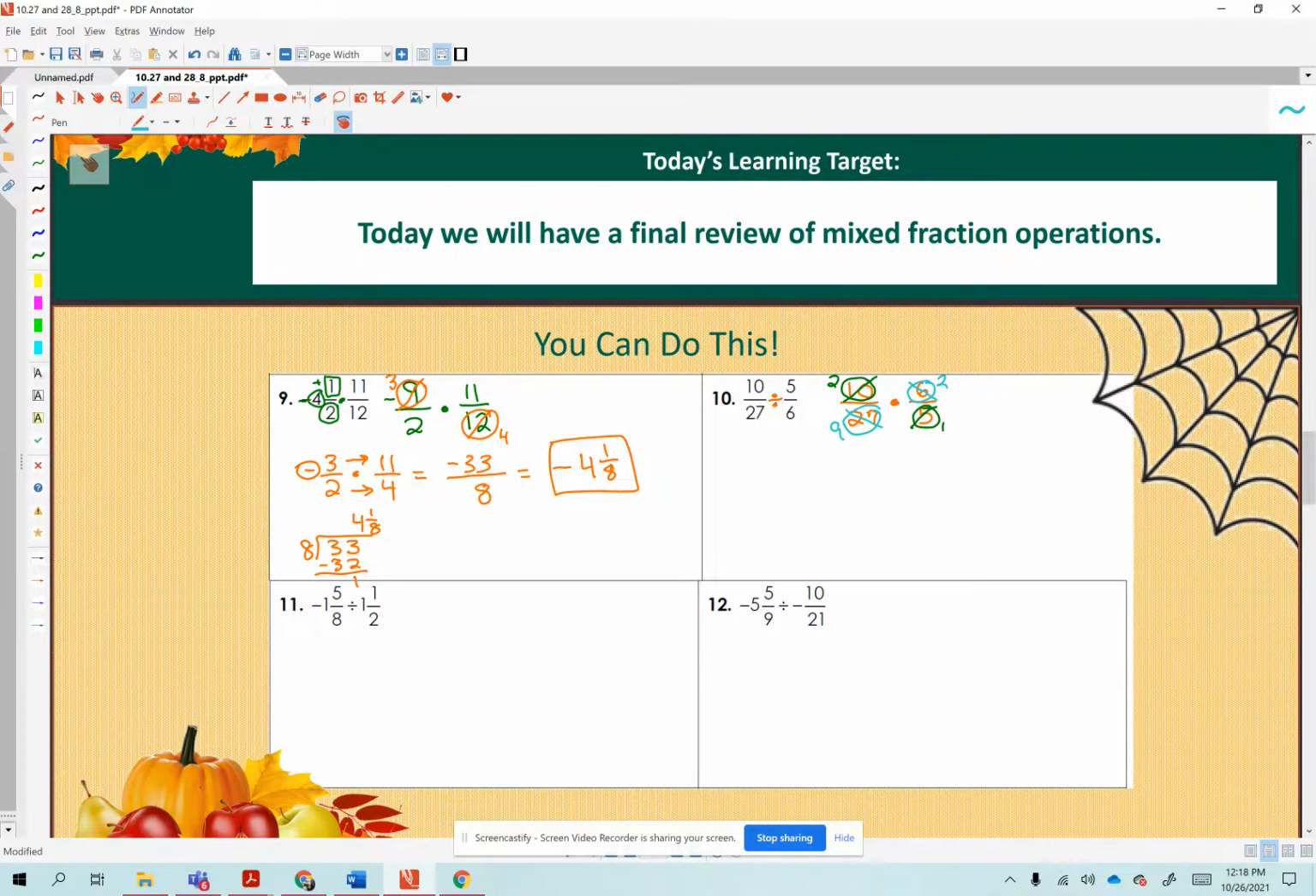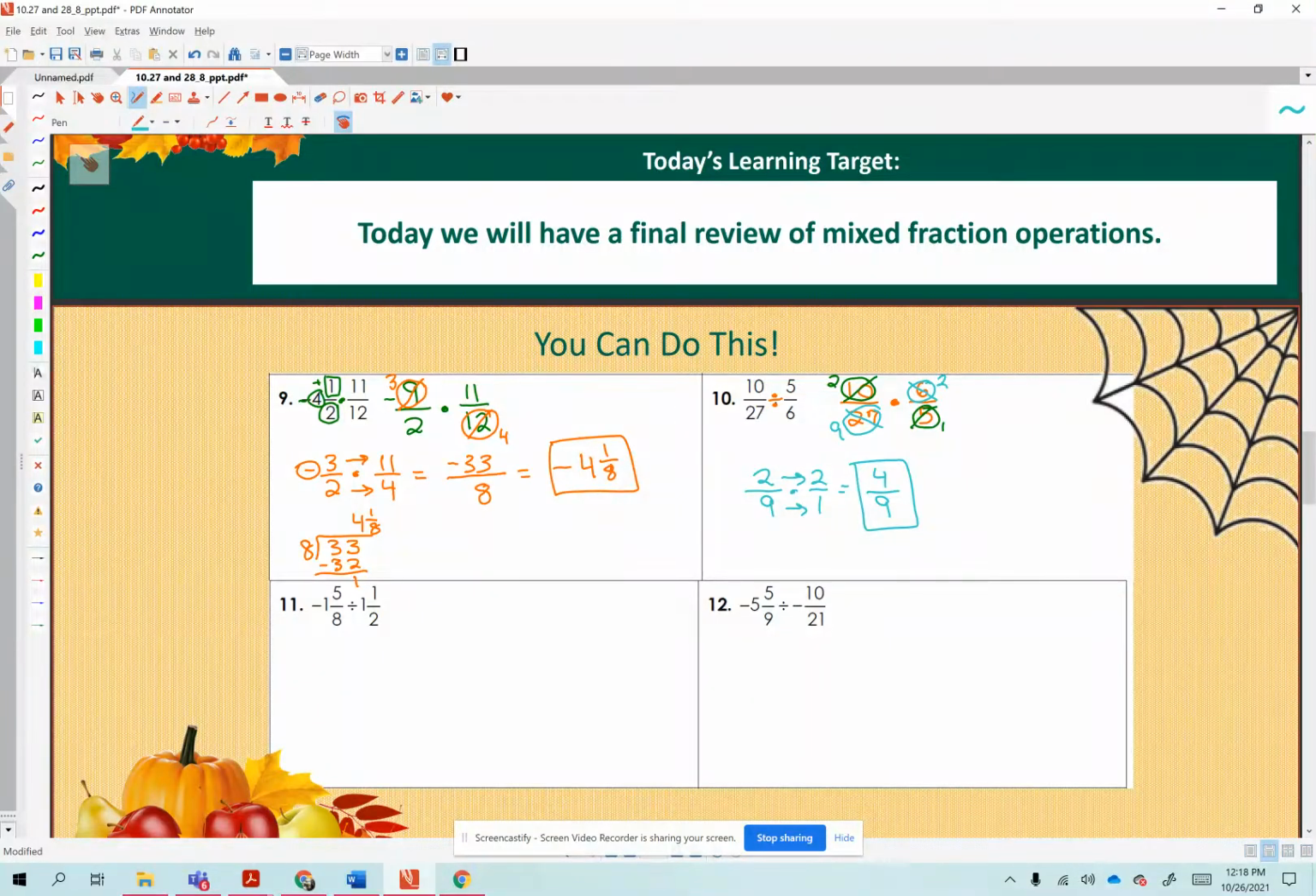So now I can rewrite this whole problem as 2 over 9 times 2 over 1. And I just multiply straight across. 2 times 2 is 4, and 9 times 1 is 9, and that is a final simplified answer. So let's move on. We have 2 more before we get to our applications.